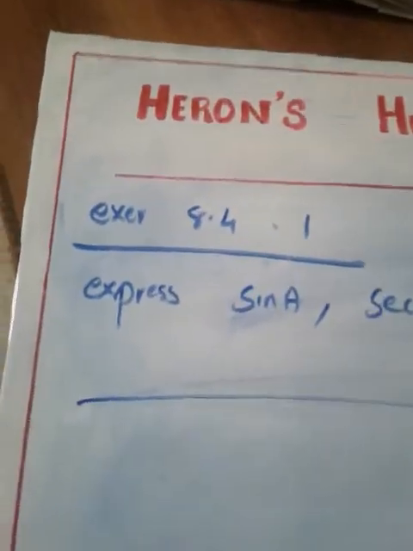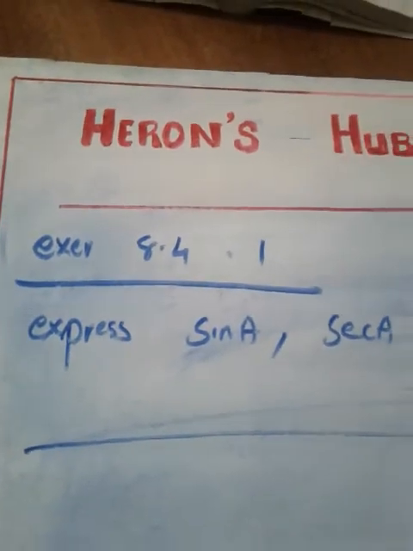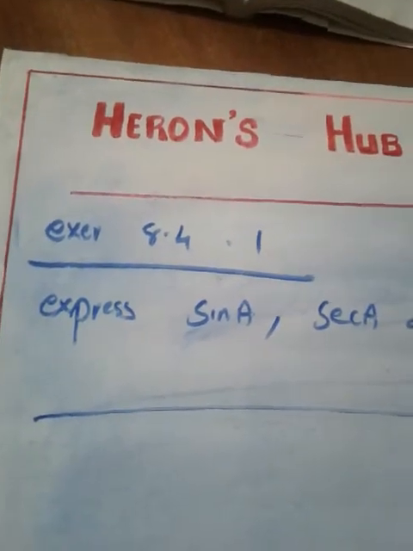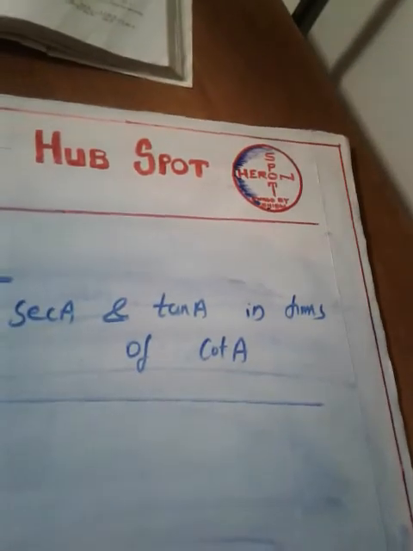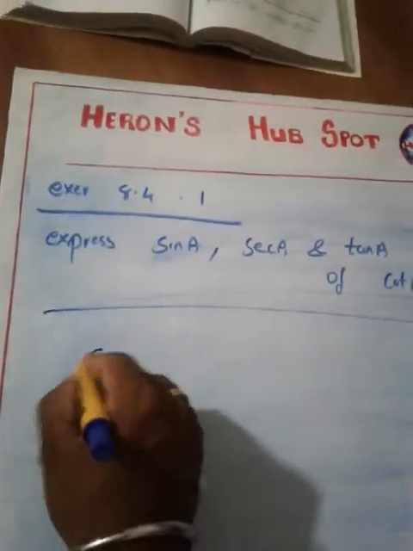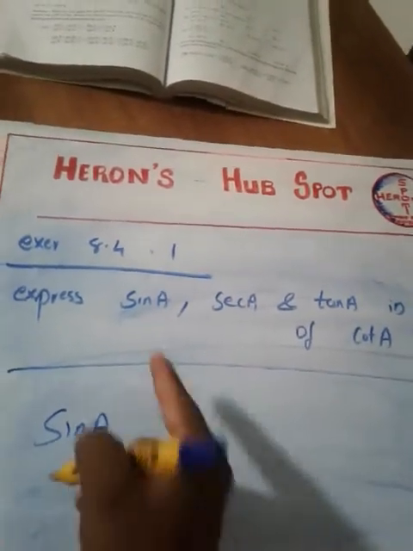Now I'm going to solve a similar question from exercise 8.4, and this is your first question. The question is: express sin A, sec A and tan A in terms of cot A. So what do we have to do? We have to express sin A, sec A, tan A in terms of cot A. So let me consider the first one.